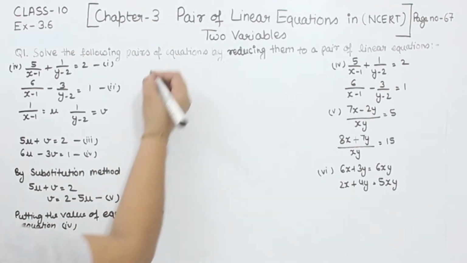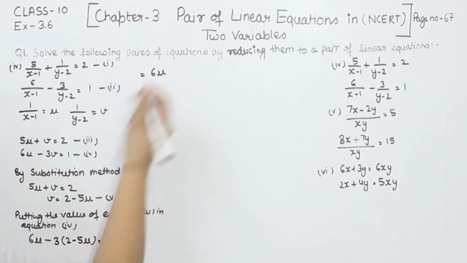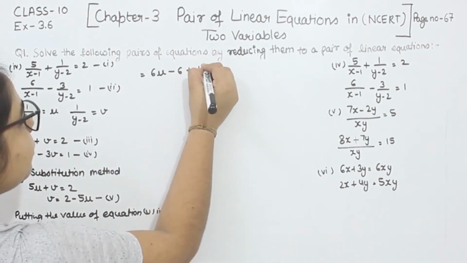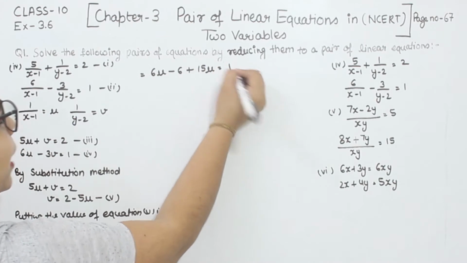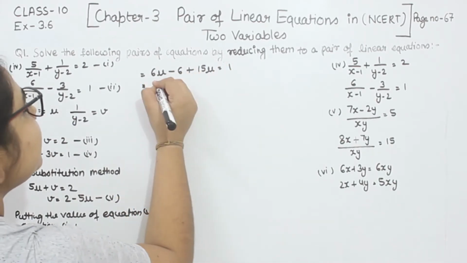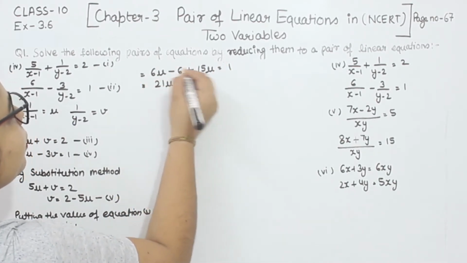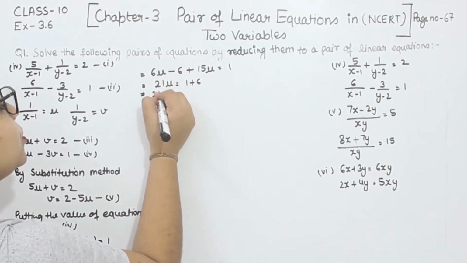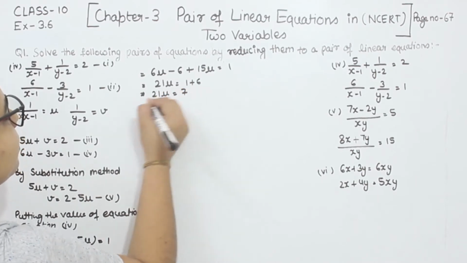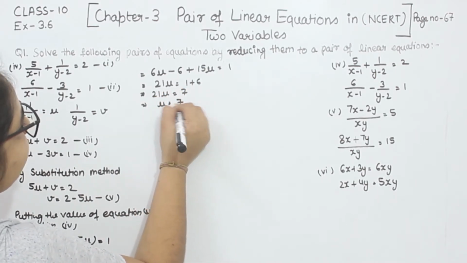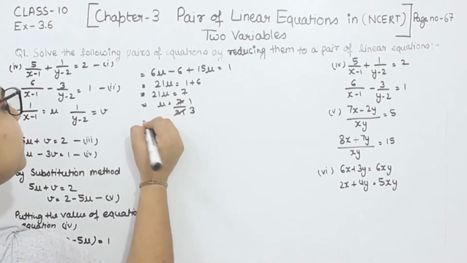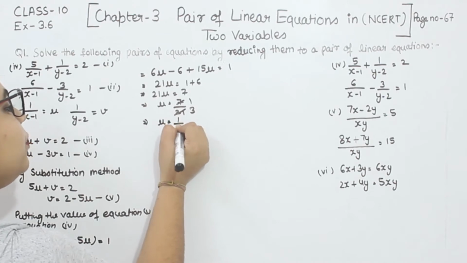Now we solve this. We have 6u minus 3 times 2 is 6, minus and minus make plus, and 3 times 5u is 15u. This is equal to 1. Now 6 plus 15 is 21u. We transpose this 6 from the left hand side to the right hand side, where it will be added. So 21u is equal to 7 and u is equal to 7 by 21. 7 ones are 7, 7 threes are 21. So the value of u is 1 by 3.